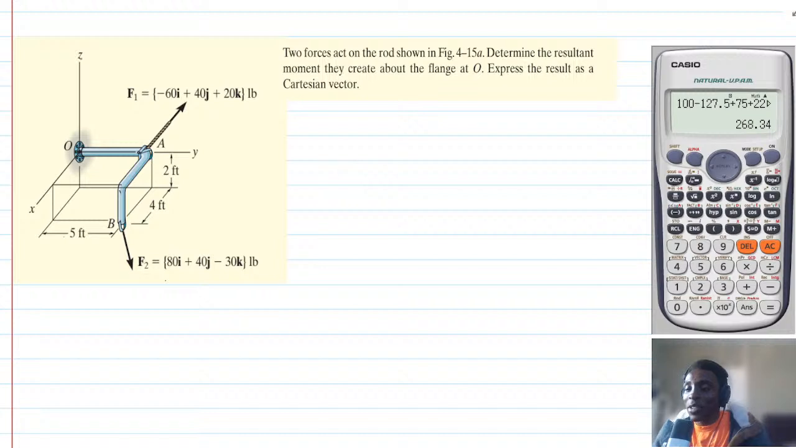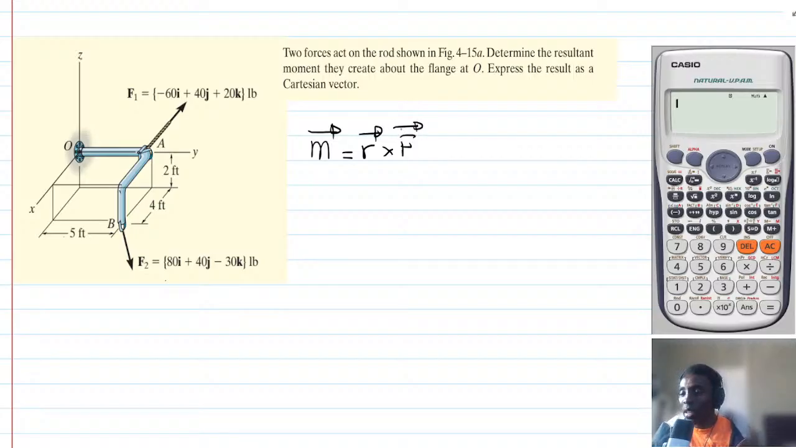Okay, let me continue. So let's say you have a question like this, and you've been asked to find the moment. 3D moment is very simple. It's a cross product, R cross F. That's all. Let me say that again: 3D moment is a cross product. So please, those of you who don't understand vector algebra, 3D moment is nothing but a cross product. By the time you finish this, you should be able to remember the cross product.